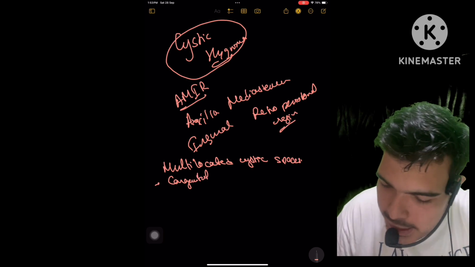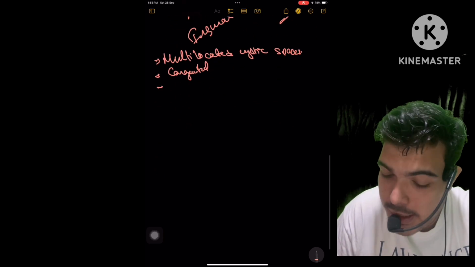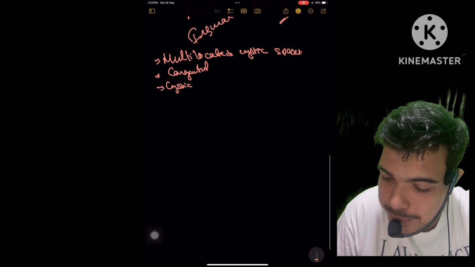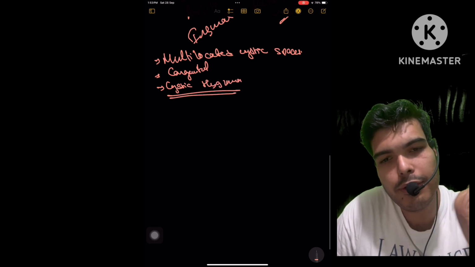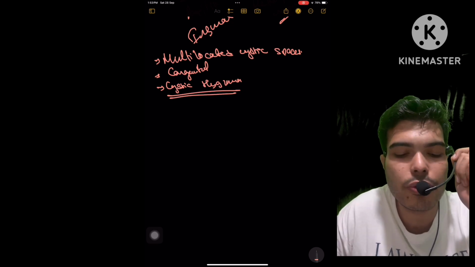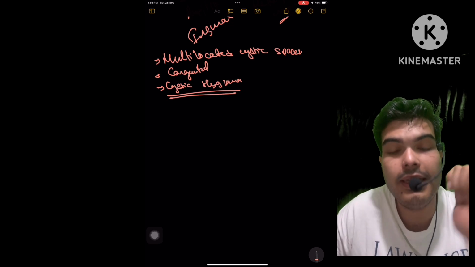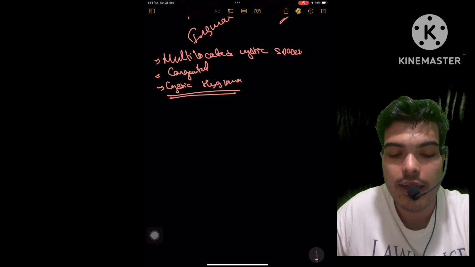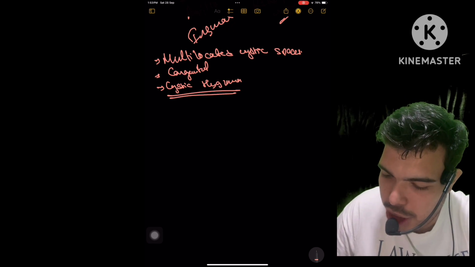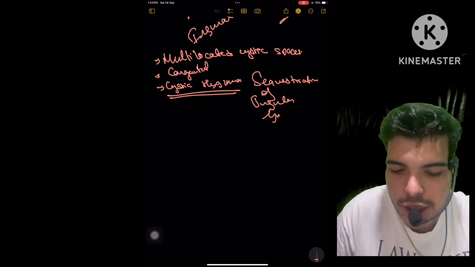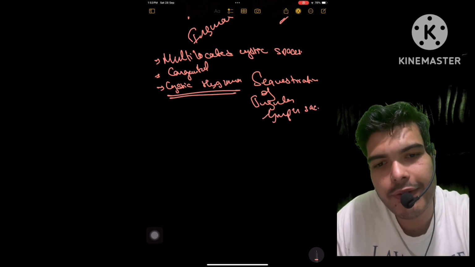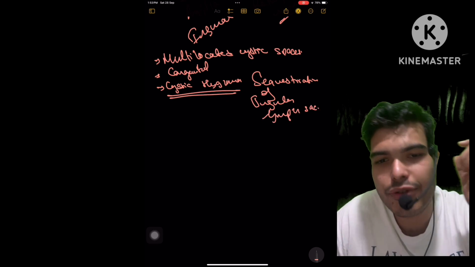Now remember that cystic hygroma, as I already told you, imbibes the jugular lymph sac. So there will be sequestration of the jugular lymph sac. And it is brilliantly translucent.